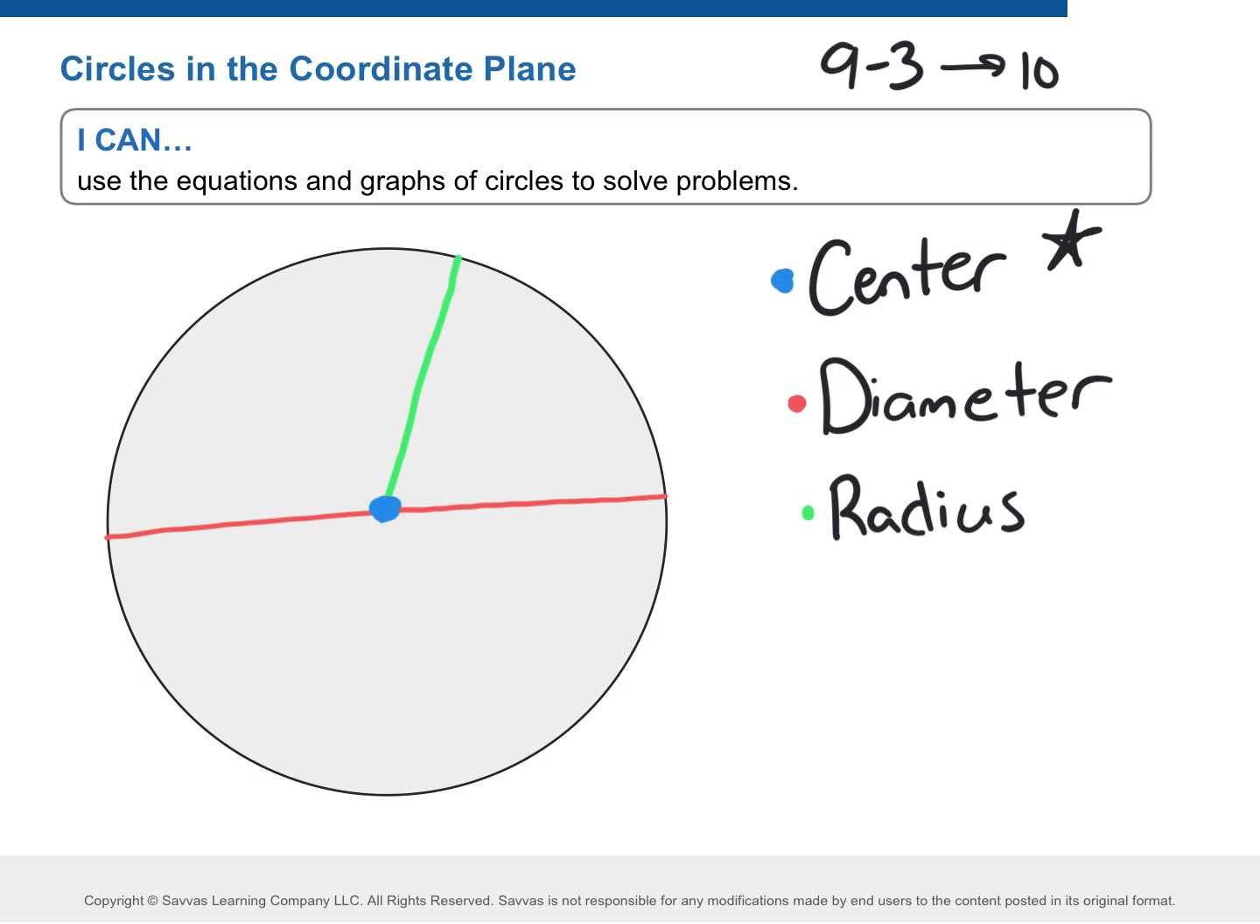Now, is this the only radius of the circle? No. How many radius are there? Many, right? What about diameter? Is that the only diameter? No. There's multiple. However, are all diameters the same in a circle? Yes. Are all radius the same? Yes, because they're equidistant, especially through the center. So those are three big ones.